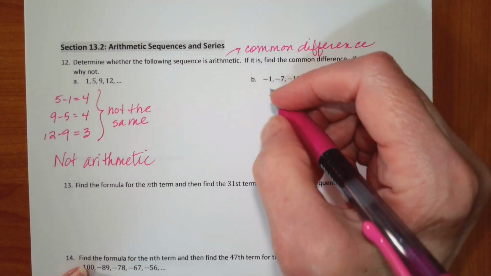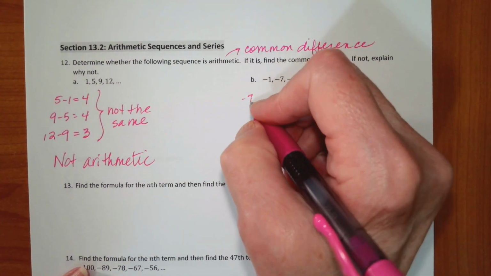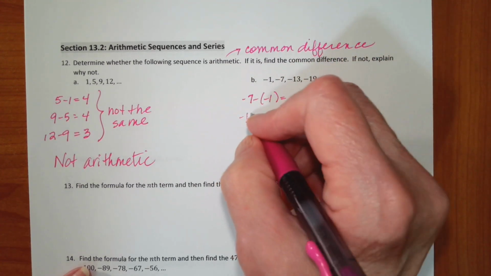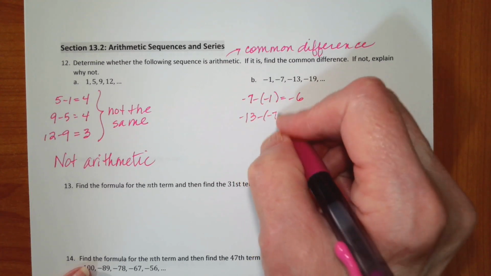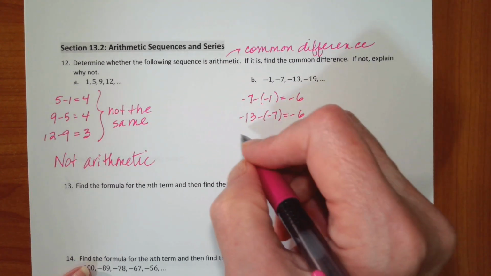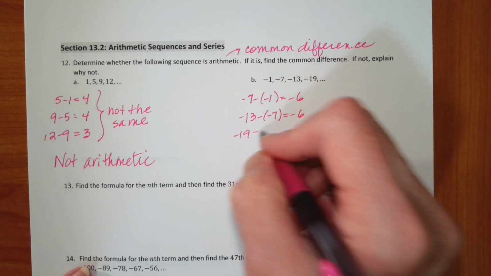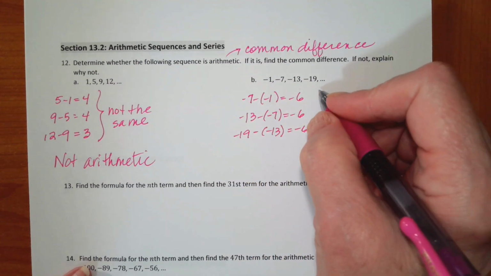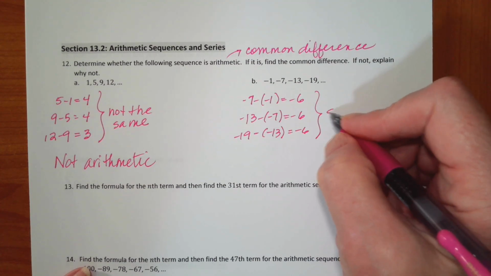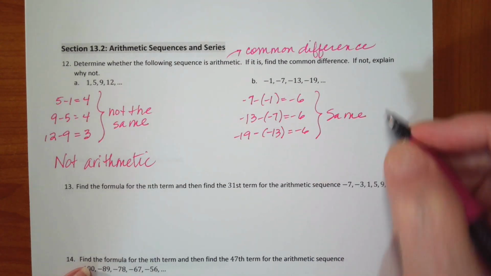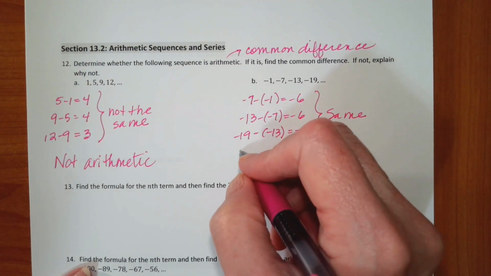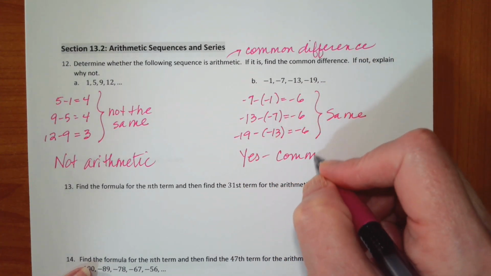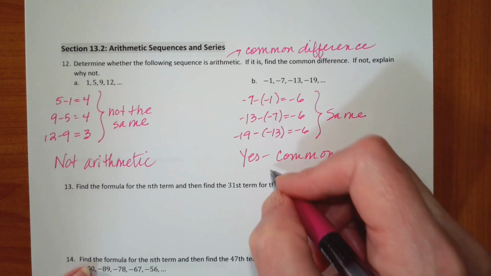All right, let's do the same thing over here. Negative 7 minus negative 1 gives me negative 6. Negative 13 minus negative 7 is negative 6. Negative 19 minus negative 13 is negative 6. So all the differences are the same. So yes, there is a common difference.